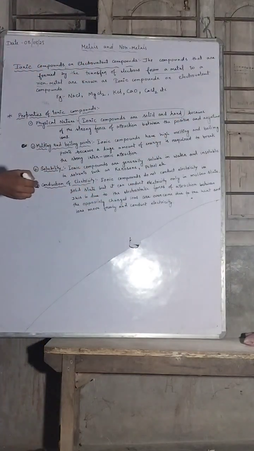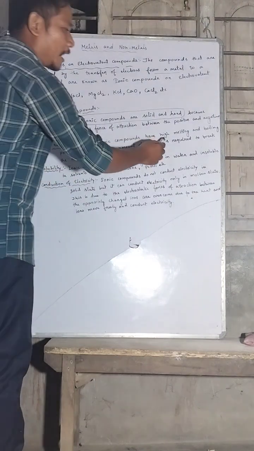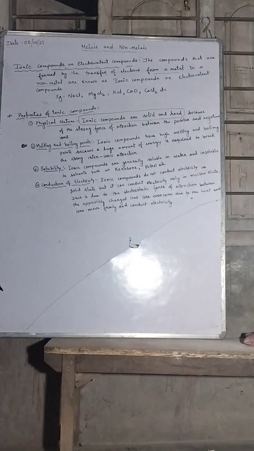Why are they solid and hard? Because of the strong force of attraction. Next, it is about melting point and boiling point. Ionic compounds have very high melting and boiling points. When we melt ionic compounds from solid to liquid, it requires a very high temperature, or a huge amount of heat, to change their state. Some temperatures are given in your book on page number 48.